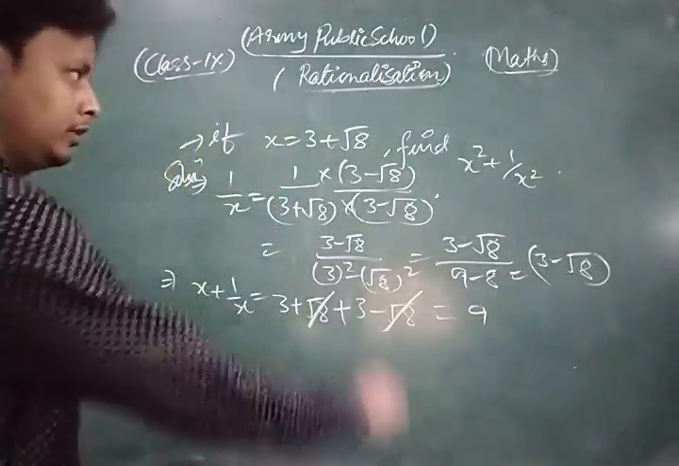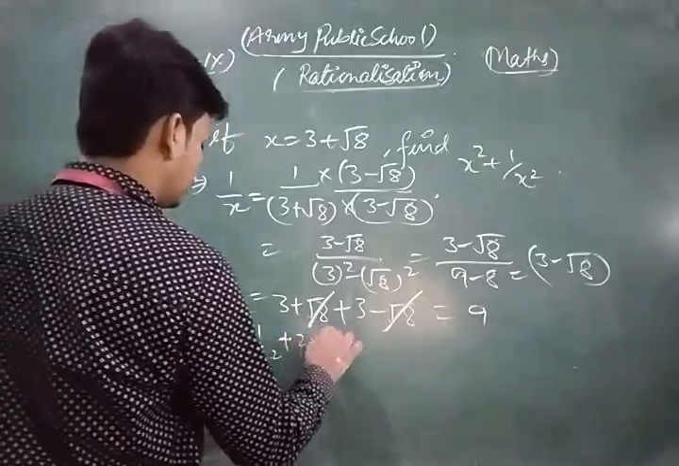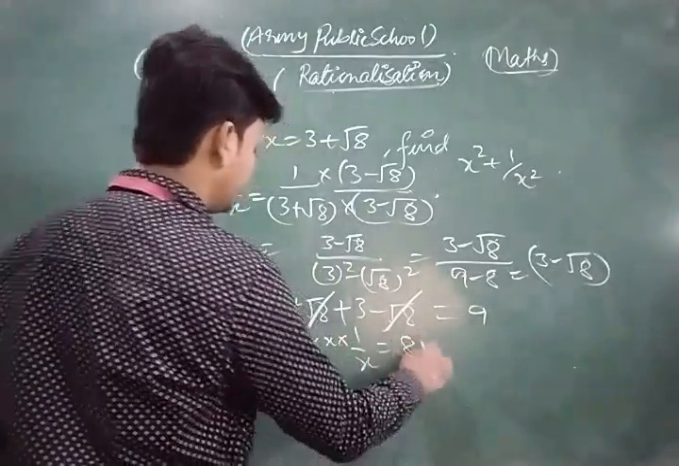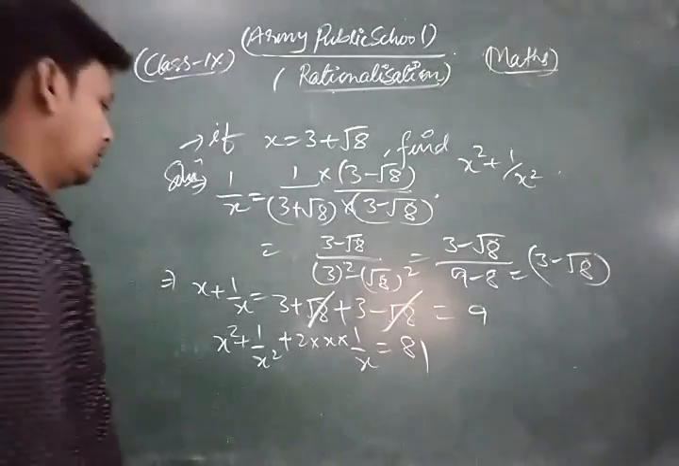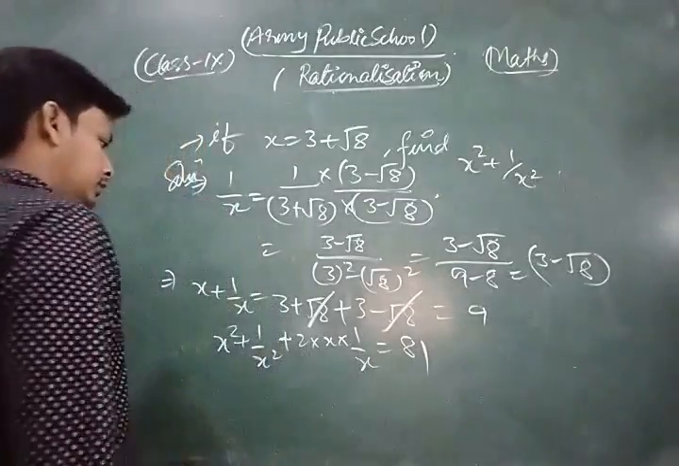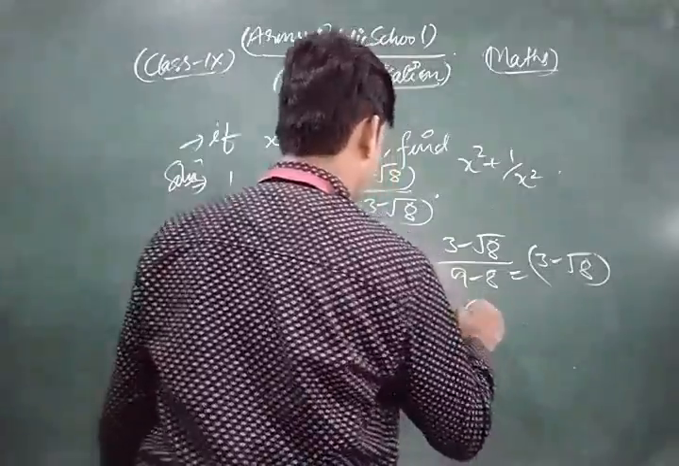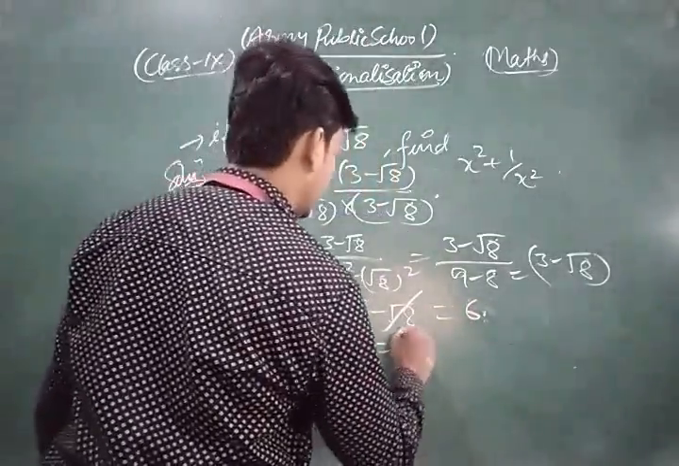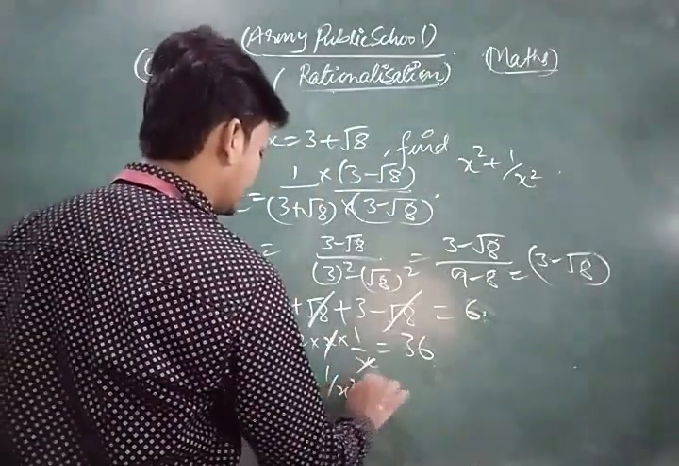Now we take squaring both sides. So a square plus b square plus 2 into x into 1 upon x is equal to 36. Sorry, yes, this is 6 here. Yes, this is 36. So now the 2 cancel to each other. So we get x square plus 1 upon x square is equal to 34.